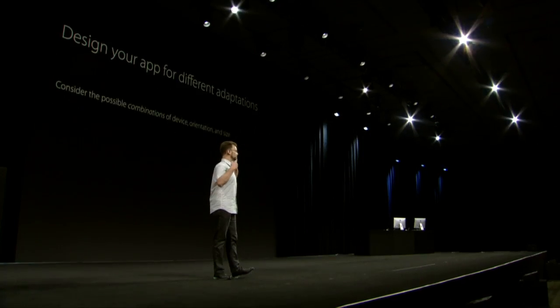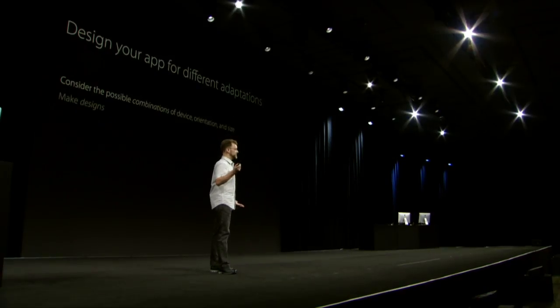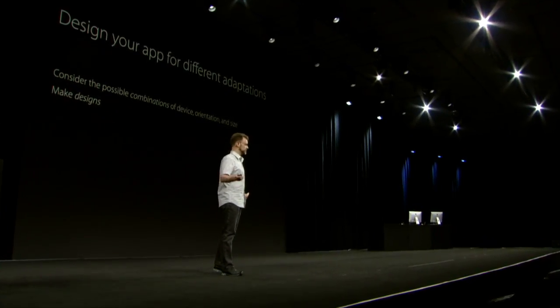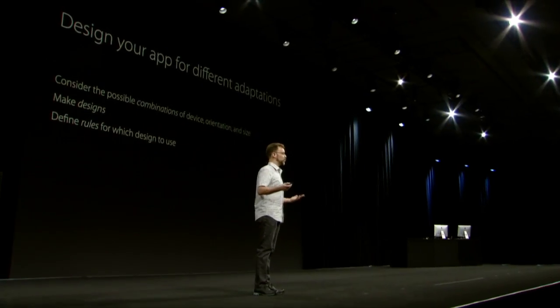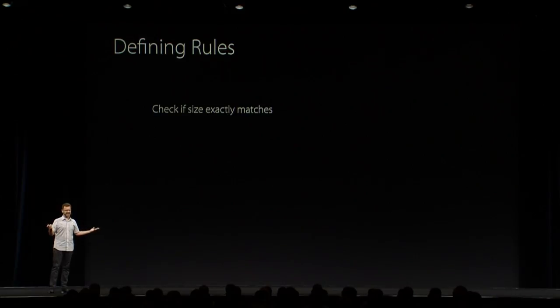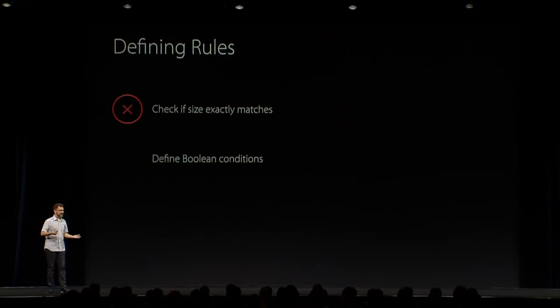So I'll reiterate what I just did. When I'm designing my app to handle these things, I thought through all the combinations, I came up with designs to cover all those combinations, the whole range, and then I defined rules to say which design to use. When I'm defining those rules, there's many ways I can do it. This is what makes my app unique. But you'll note that I could have checked to see if the size exactly matched certain things. I could have seen, is the size 1024 by 768, therefore it's an iPad, and made decisions based on that. I don't want to do that because there's too many combinations to handle, and those sizes will change over time. So instead, I defined a simple Boolean condition that would tell me what design to use.